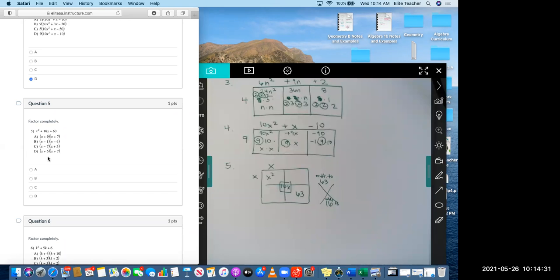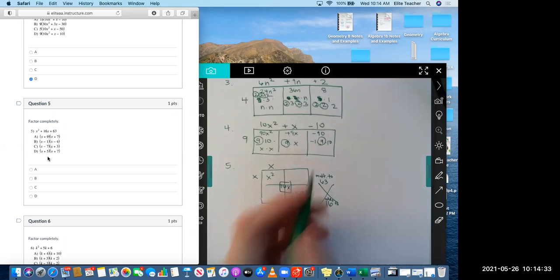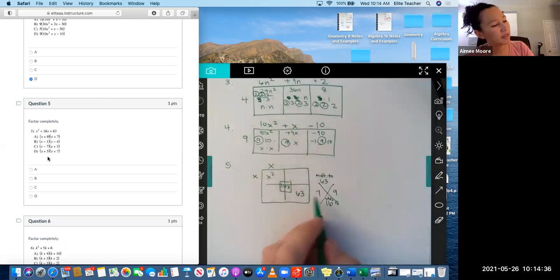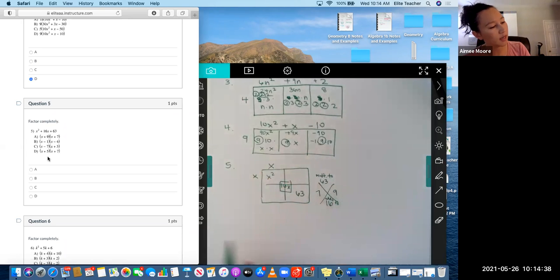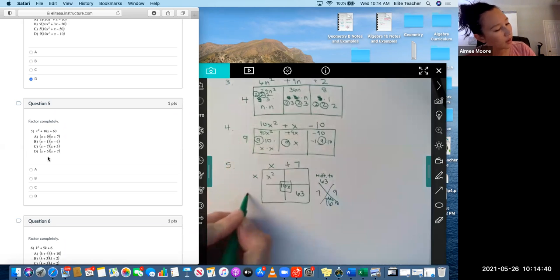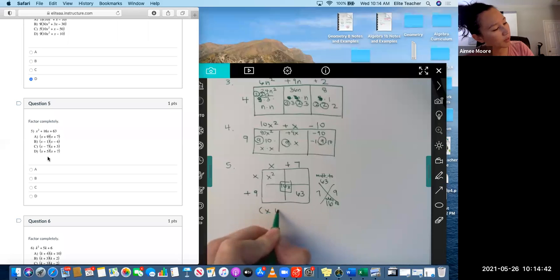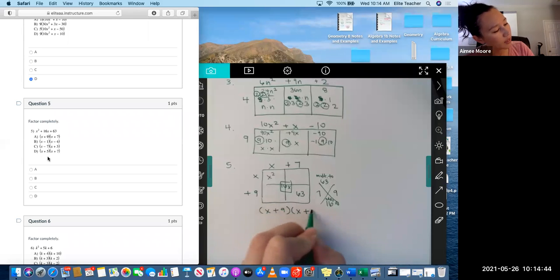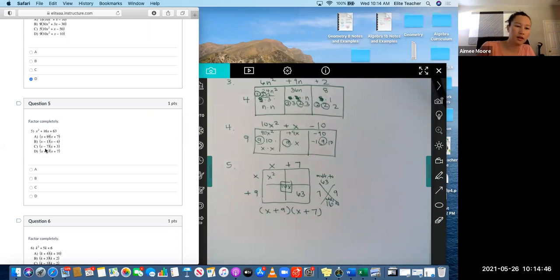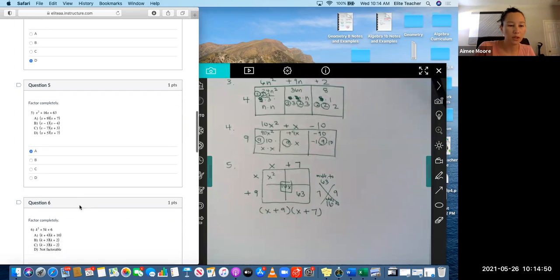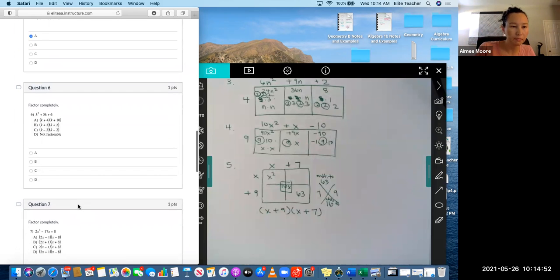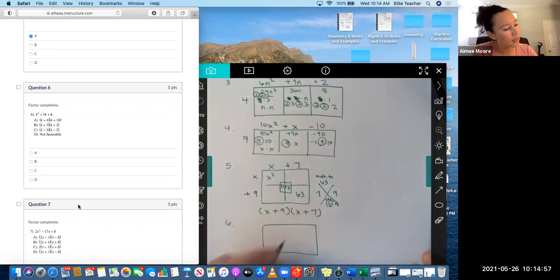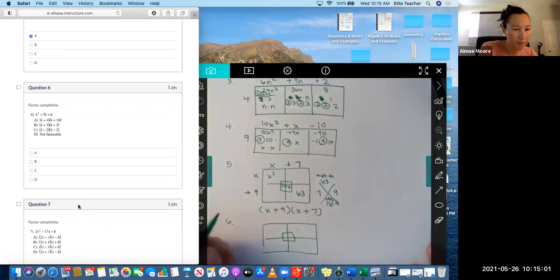Would it be 7 or 9? 7 and 9. Yeah, 7 and 9. 7 times 9 is 63. 7 plus 9 is 16. So that gives us our factors of x plus 9 and x plus 7. Thank you, Dakota. And you can always look at the answer choices. It's nice when it's multiple choice. Okay, go ahead and try number 6 on your own. I'll help you get it set up and then send me what you get in the chat when you're done.